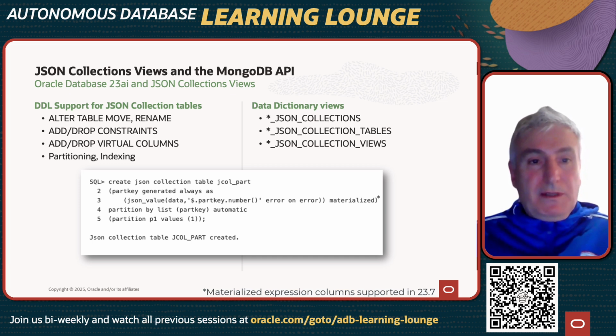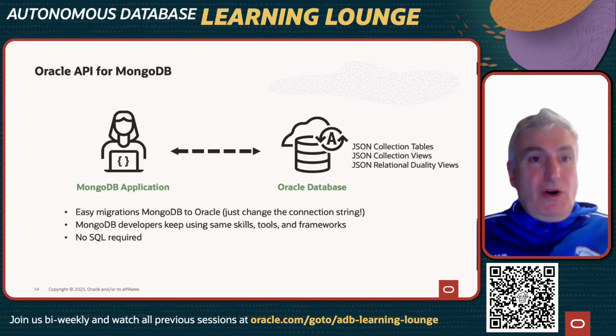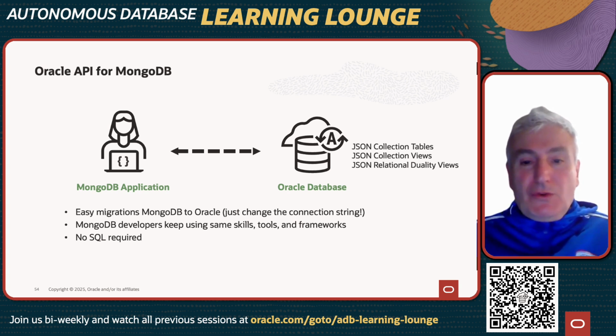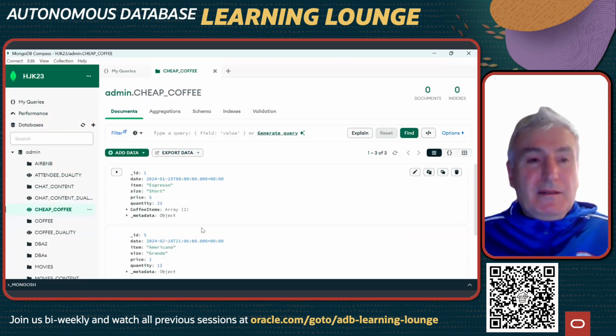Let's move forward. We did go through the Mongo API. It's very easy to migrate MongoDB to Oracle. You just need to change the connection string. So as I showed you here, if you're a Mongo expert, you might not even be aware that there is an Oracle database behind this.